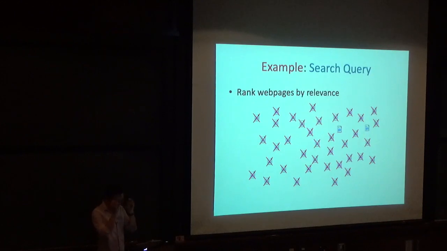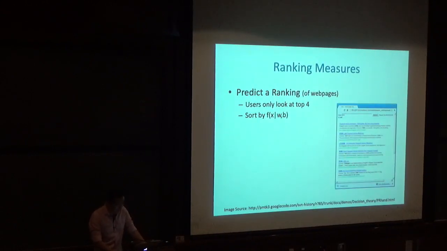Okay, so I want to talk about ranking measures next. I think this is the last thing we talk about. Let's say that we are ranking web pages by their relevance to a search query. We're going to predict a ranking of, let's say, 4 results, because we know the user only has time to look at 4 results. So we learn some function f(x) with parameters w and b that scores the results by how relevant they are to this query, and we sort by that. That's what people do, right?